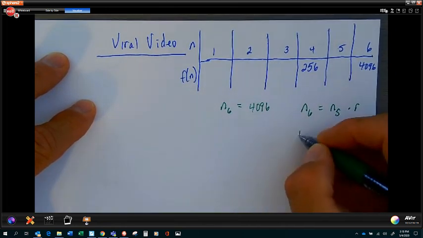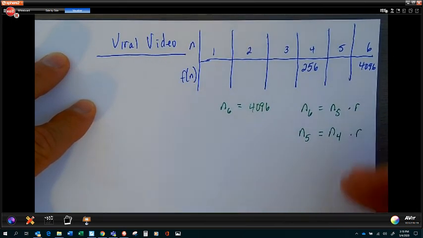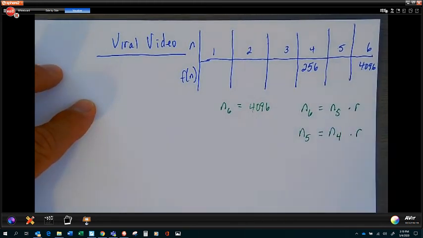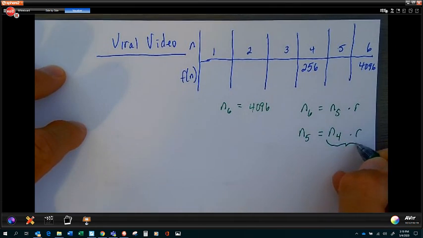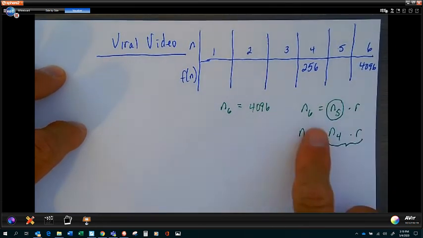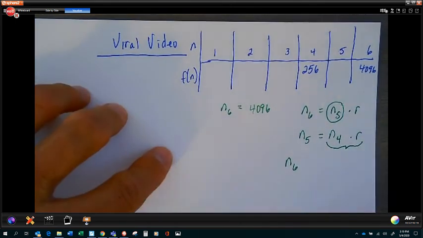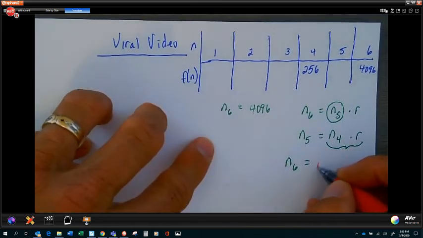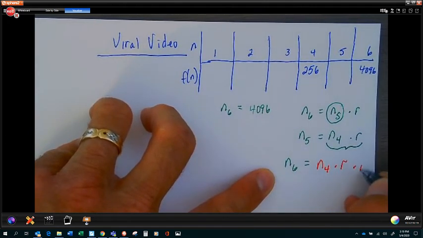Well, I also know that n5 is equal to the previous term times that. So now I know that n6 is equal to n5 times the ratio, and n5 is equal to n4 times that ratio, and so now I just use basic substitution. I'm going to substitute this in for n5 above here. So I'm going to rewrite this formula now for n6. My 6th term is equal to, again, substituting this in for n5, n4 times r, and then I bring this r down here, times r.